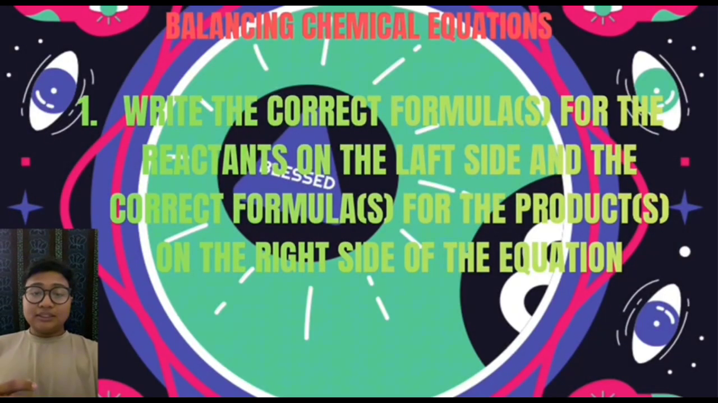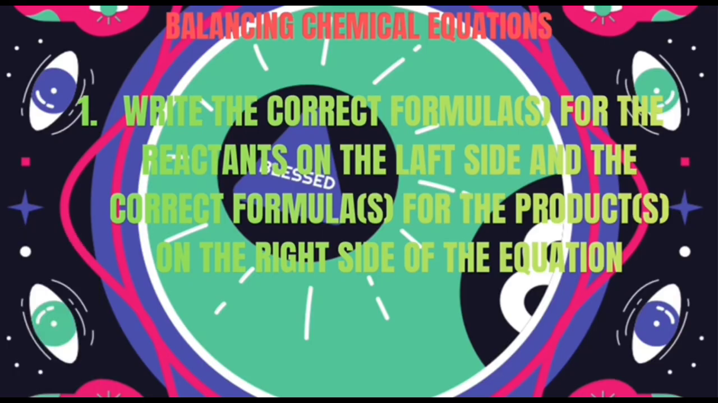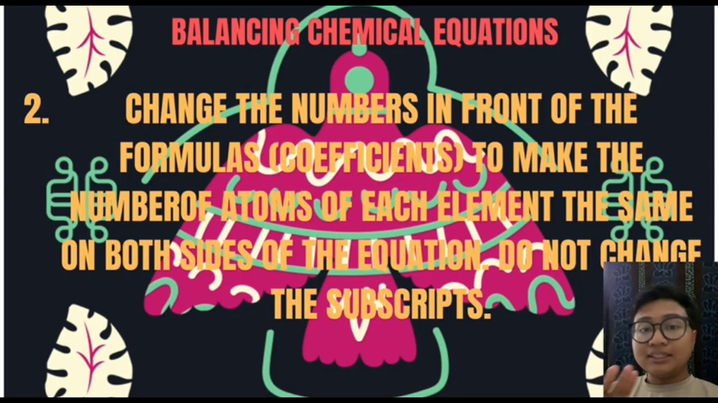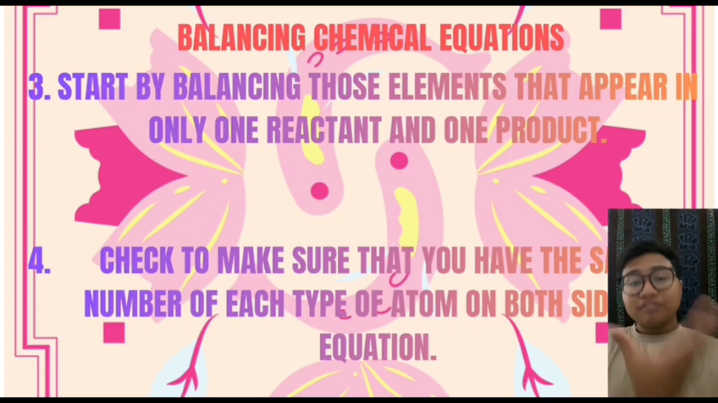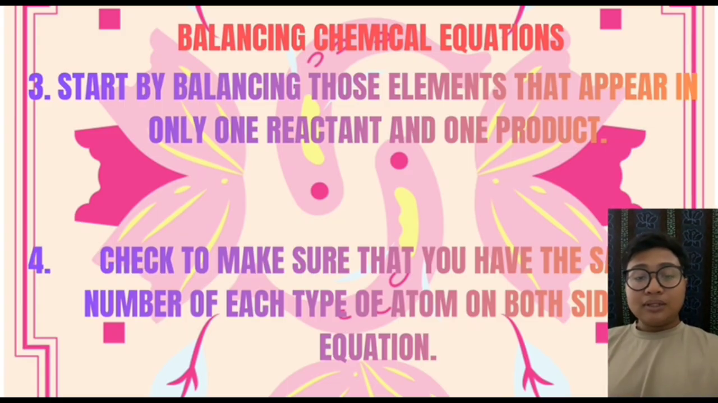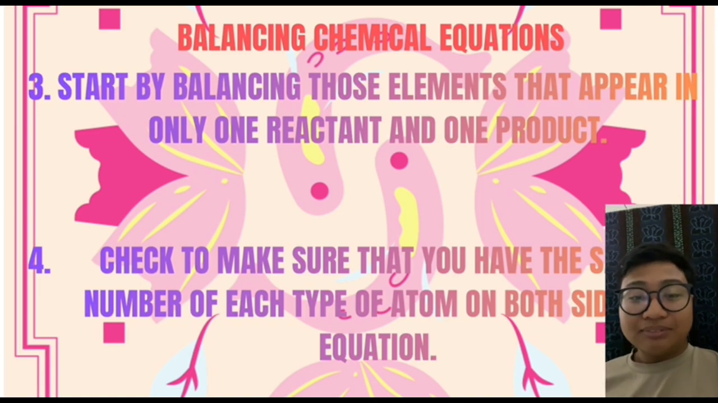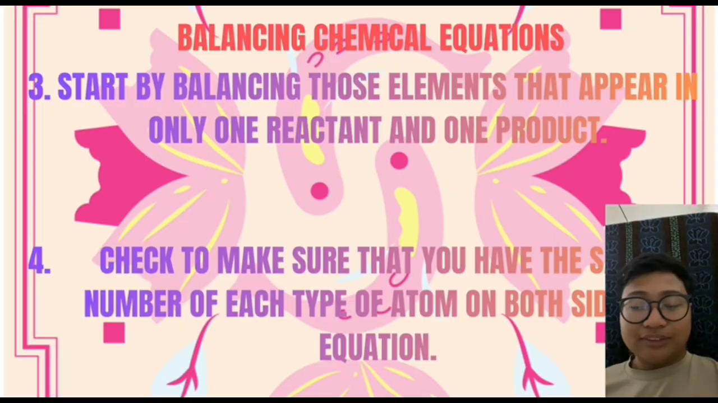The first step to balancing a chemical equation is to write the correct formula for the reactants on the left side and the correct formula of the products on the right side of the equation. Next, change the number in front of the formula, which is the coefficient, to make the number of atoms of each element the same on both sides of the equation. Do not change the subscript. After that, start by balancing those elements that appear in only one reactant and one product. Finally, check to make sure that you have the same type of atom on both sides of the equation.